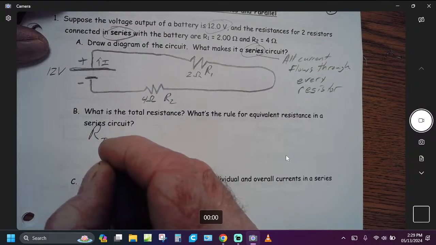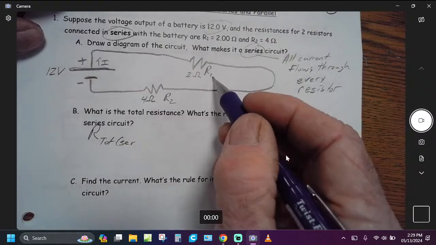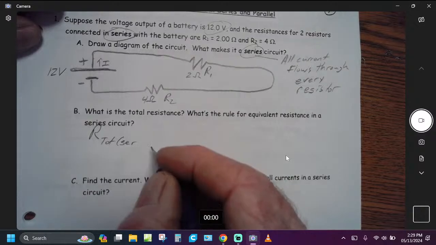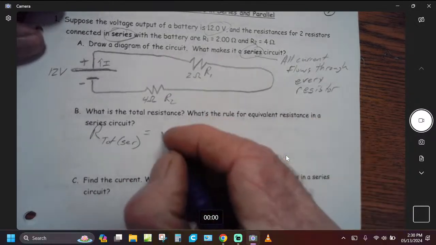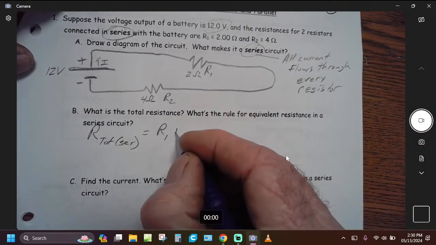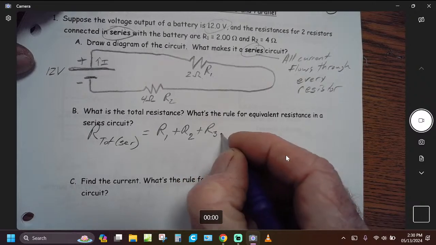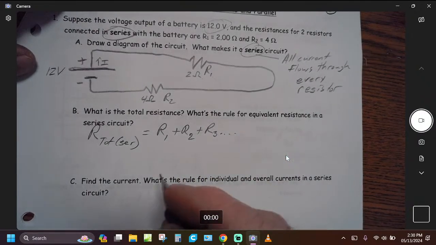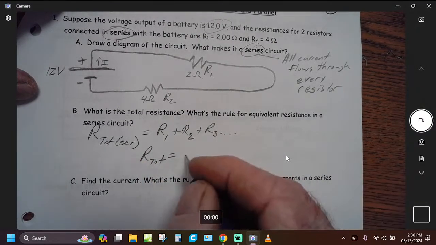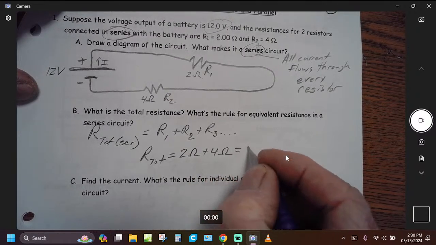So the total resistance for series, how do you do it? If you have a resistor of 2 ohms and a resistor of 4 ohms in series, add them up. You don't have to write this, but the generic formula is R1 plus R2 plus R3, and so on and so forth. So in this case, the total resistance for this whole circuit is 2 ohms plus 4 ohms equals 6 ohms.